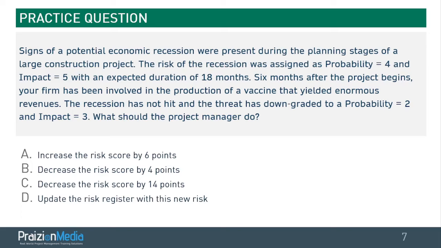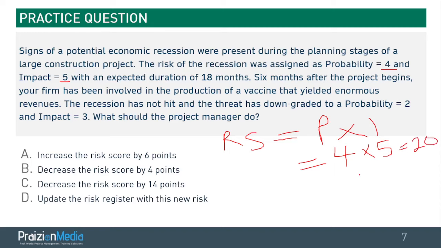So, process of elimination. If you take a look at the probability of 4 and the impact of 5, that gives you a risk score of probability times impact, 4 times 5, and that gives you 20. So you have a risk score of 20. The current state is a 2 and a 3 for the risk score, which is a 6. So we have a differential of a 6 and a 20. So we need to take this down to 6.